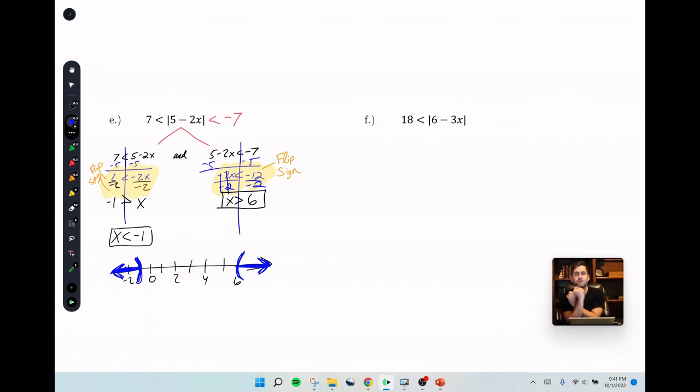Remember interval notation, set notation, graphing. Remember the special rules about flipping the sign if you divide or multiply by a negative. And remember the special rules to how to get rid of an absolute value inequality, that you have to have it by itself before you can apply that special rule.